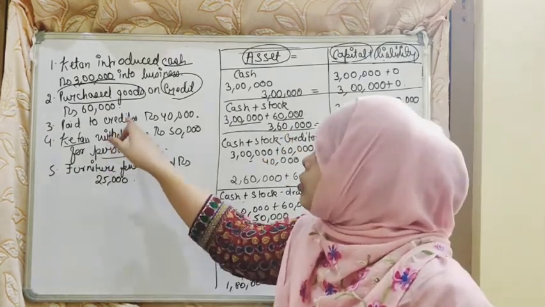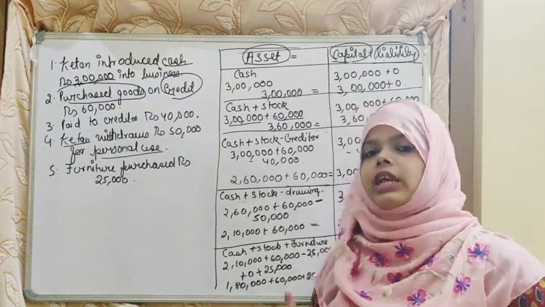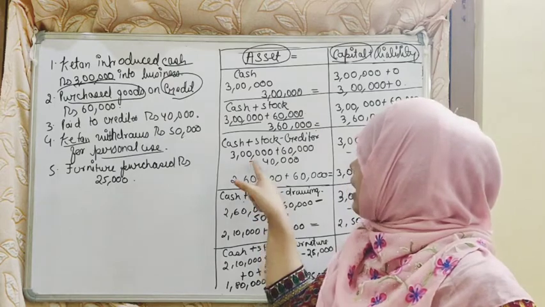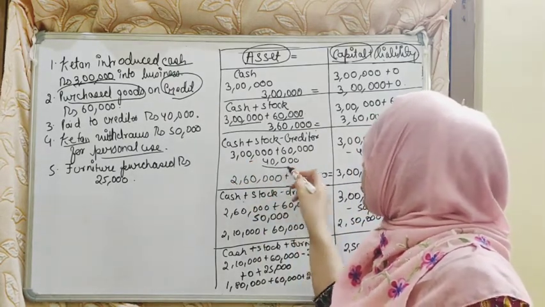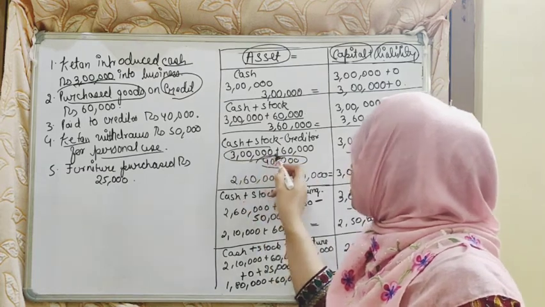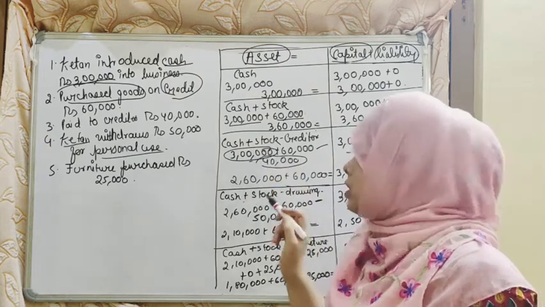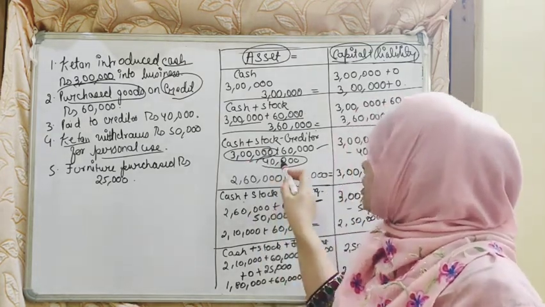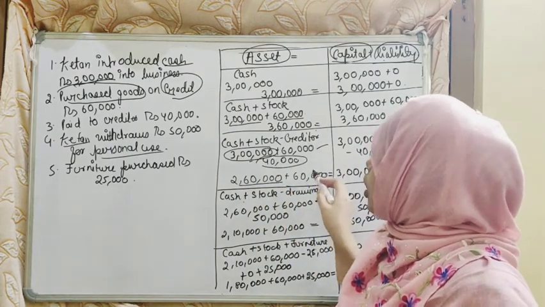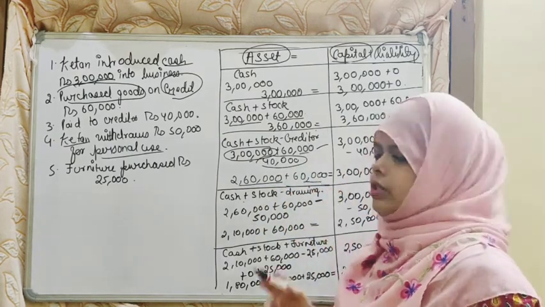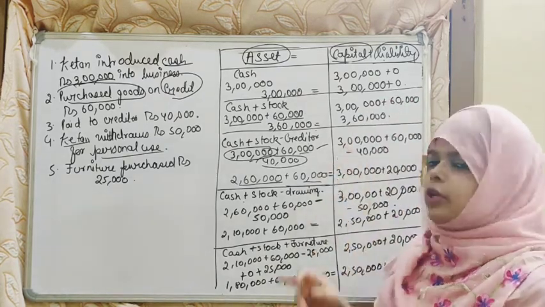The next is paid to creditors, rupees 40,000. Now rupees 40,000 is paid, which means cash is going out. So 3 lakhs plus 60,000 minus 40,000. This 40,000 amount is subtracted from this 3 lakhs. The stock is not being affected, but this is affected. These two parts are affected. So 3 lakhs minus 40,000, we get an amount of 2 lakh 60,000, plus we have a stock of 60,000 rupees. Now coming down to this part, we have the capital of 3 lakhs.